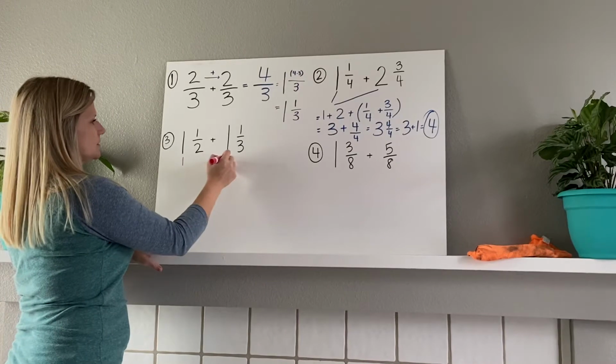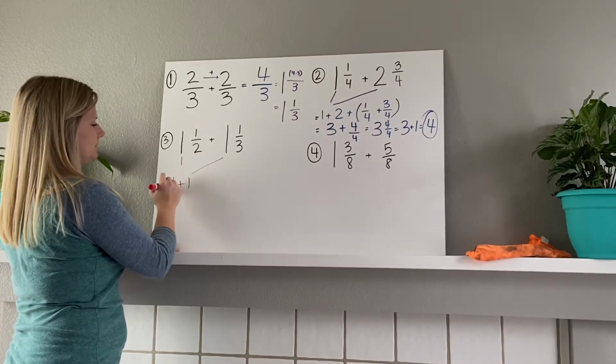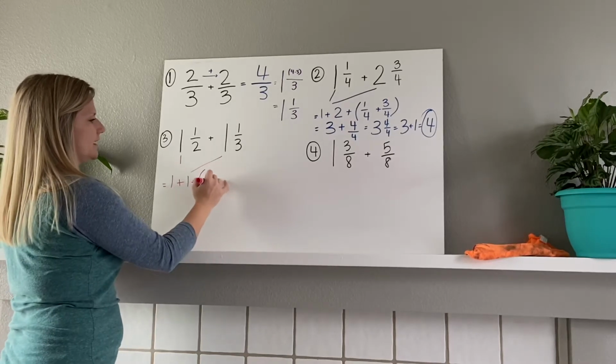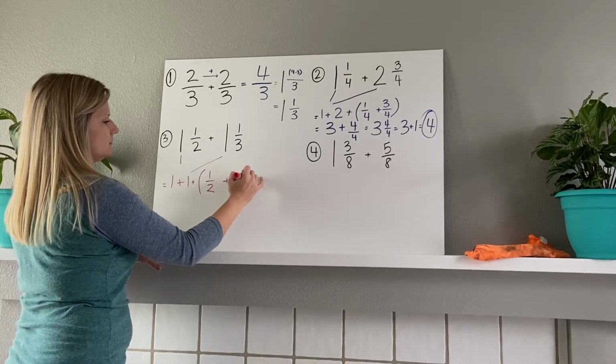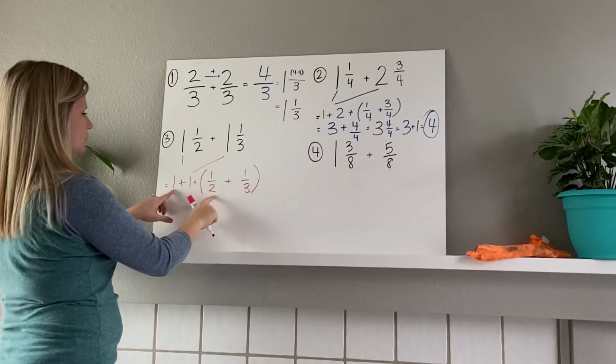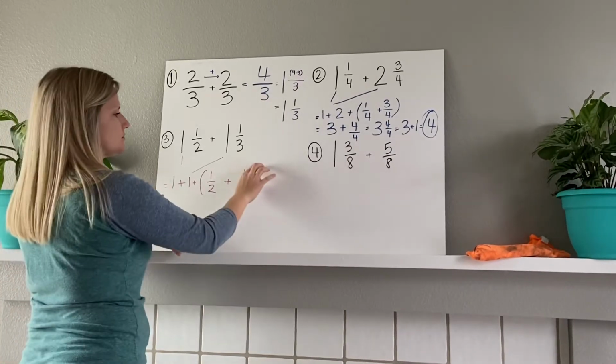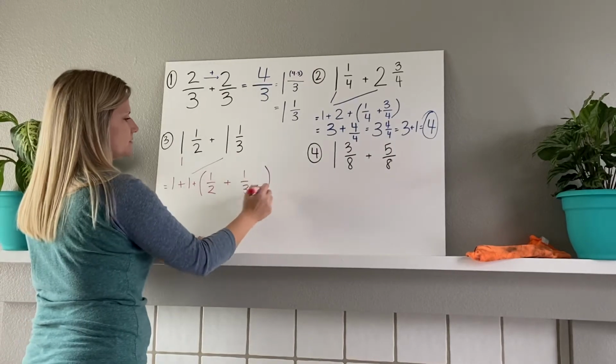So our whole numbers are 1 and 1, so 1 plus 1. And then we're going to be adding together our fractions. Okay, so 1/2 plus 1/3. You have 1 and 1/2, 1 and 1/3. So our numbers didn't go anywhere. I just wanted to show you that. It's not like the numbers disappeared.